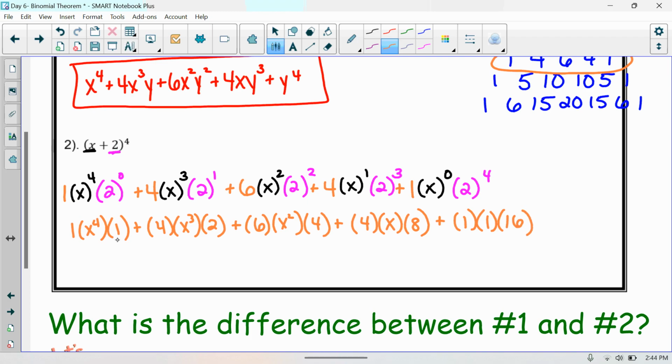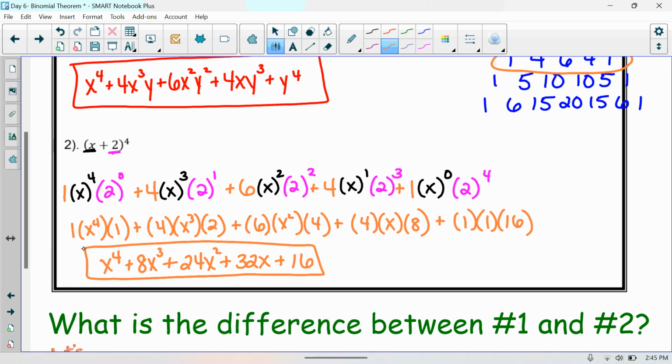So 1 times x to the 4th times 1 is x to the 4th. Plus 4 times 2 gives me 8x cubed, plus 6 times 4 gives me 24x squared, plus 4 times 8 gives me 32x, plus 16.